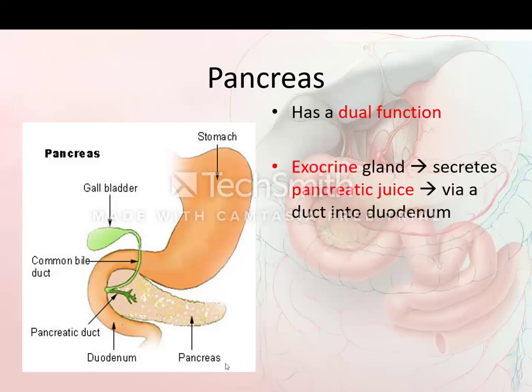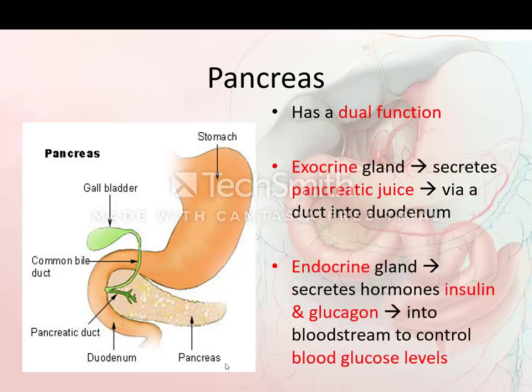So if we look at the pancreas, we say it has what is called a dual function. It acts as both an exocrine gland and an endocrine gland. It is the only organ that has a dual function. Now in grade 12, you're going to learn a lot about the endocrine system, and part of this again. But you need to understand that the pancreas acts in two ways, as an exocrine gland and as an endocrine gland.